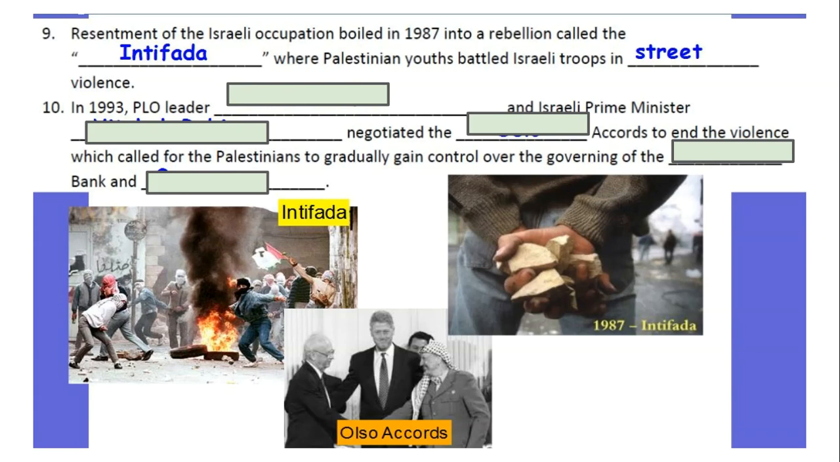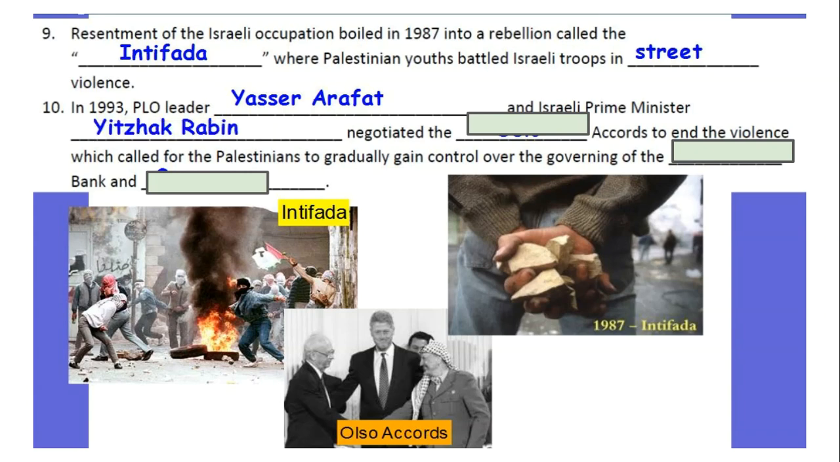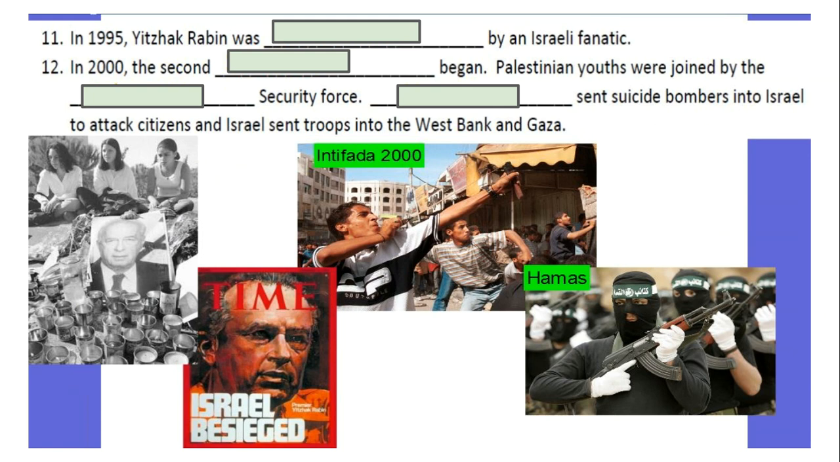In 1993, the PLO leader Yasser Arafat and Israeli Prime Minister Yitzhak Rabin actually negotiated what was known as the Oslo Accords to end the violence, which called for the Palestinians to gradually gain control and govern areas known as the West Bank and eventually the Gaza Strip. Okay, in 1995, Yitzhak Rabin was assassinated by an Israeli fanatic.